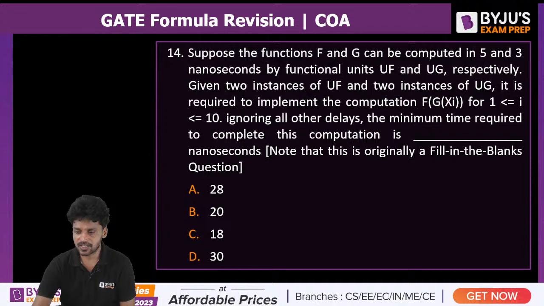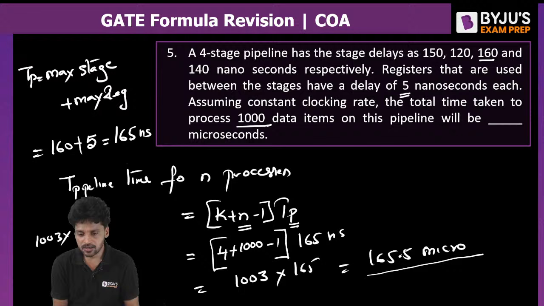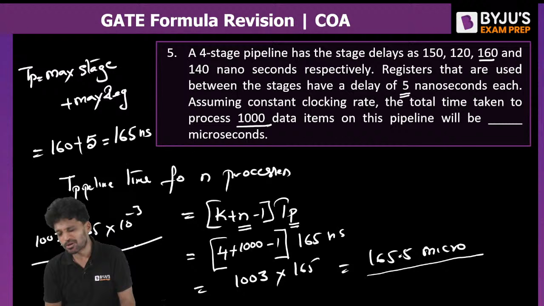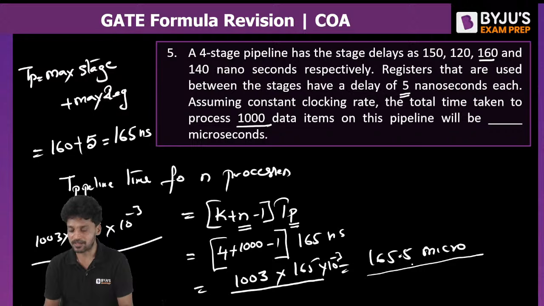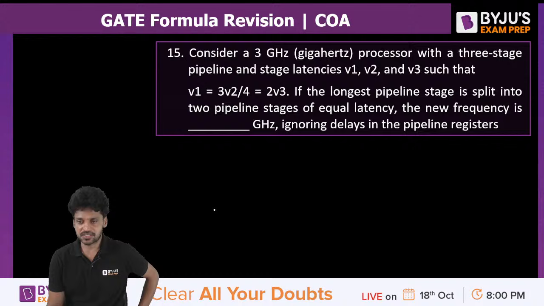160.5? Thank you for correcting. It may be 160. This is given in microseconds, so it must be 1003 into 165 into 10 power minus 3. You need to calculate this, because the answer is in microseconds rather than nanoseconds. Whatever the answer is, it may be 160.5 or 165.5, but it is 1003 into 165 into 10 power minus 3. Yeah, Tanushri, I guess of course 165.5 is the correct answer.